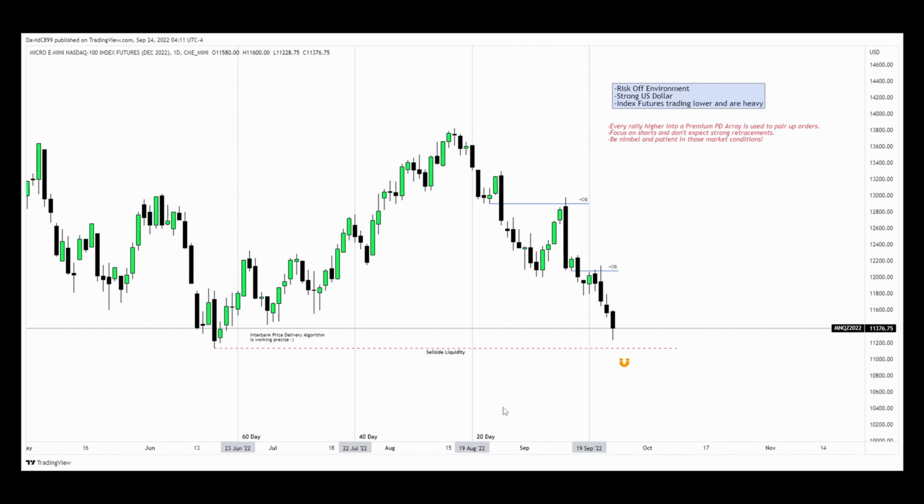Welcome to the market outlook for the upcoming trading week. This is the NASDAQ100 daily chart. We can see that right now we are clearly in a risk-off environment. We can see that the US dollar is rallying and really strong, and expecting the index futures to trade lower and seeking sell-side liquidity. My next objective is this low, and I'm expecting price to continue trade lower and taking out the sell stop below this daily low.